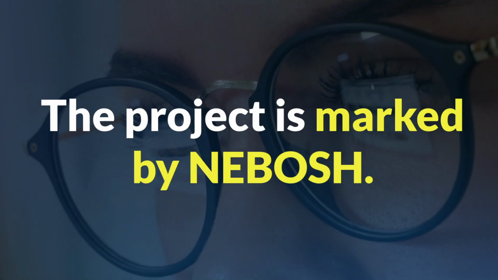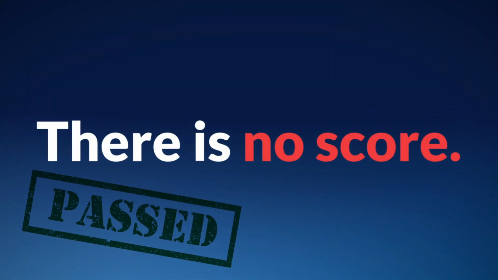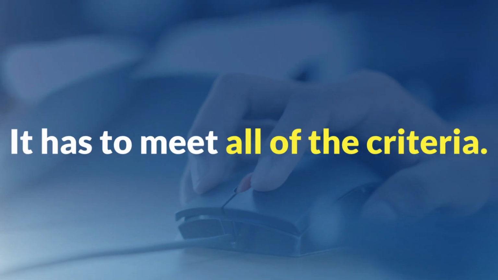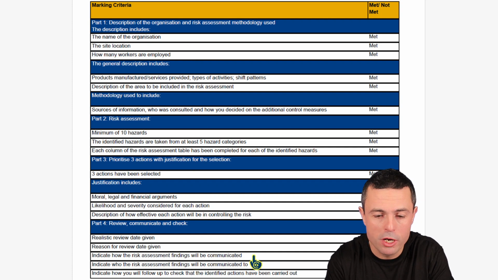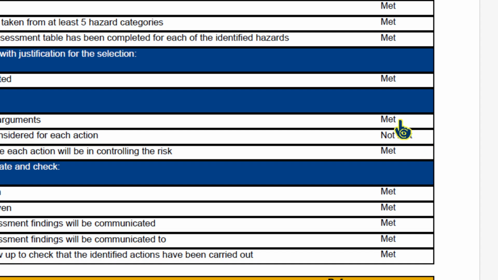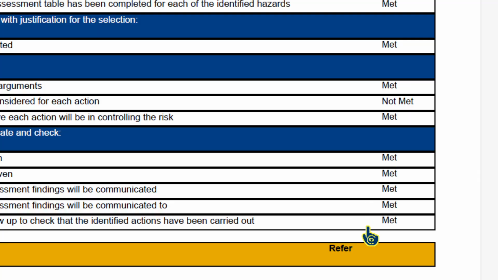Now this project is marked by NEBOSH, and at the current time of filming, it is a pass or fail type result, which means there is no score. It is graded by NEBOSH, and the examiner has to mark it against a number of criteria, and it has to meet all of the criteria. Here we've got a list of all of the criteria at time of filming, and you can see with this one it's met, but there we have a not met, which means that this particular project failed. You can see it says refer at the bottom. Refer is just a posh word for saying fail.